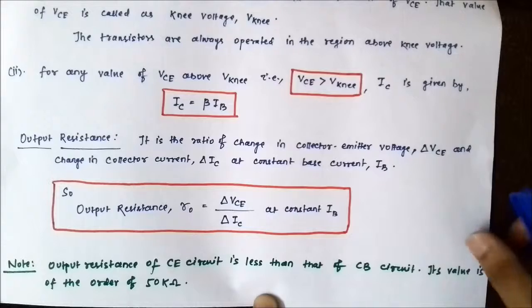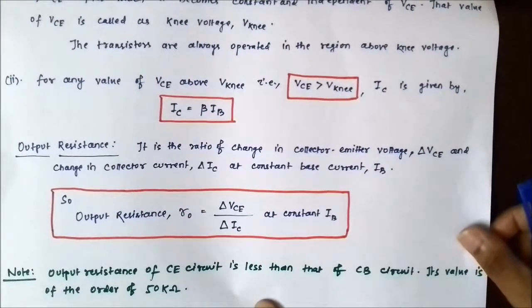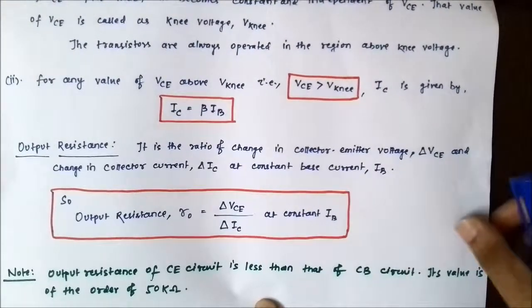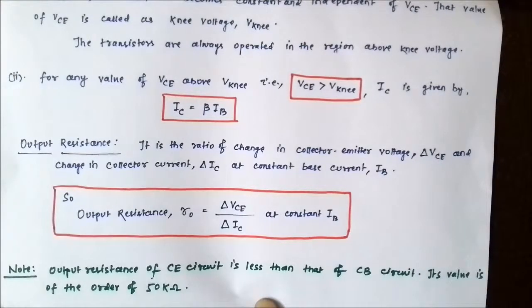In my next video, I will be discussing the common collector configuration of bipolar junction transistors, with the same basic parameters and voltage current characteristics.